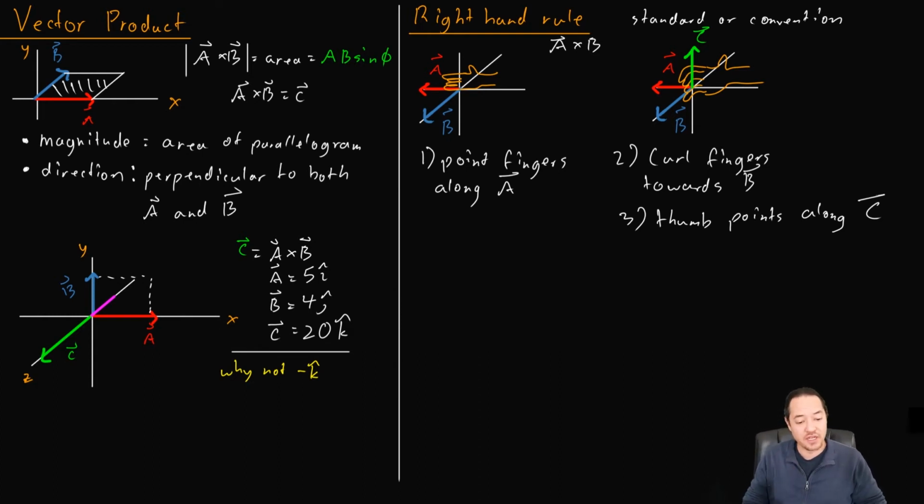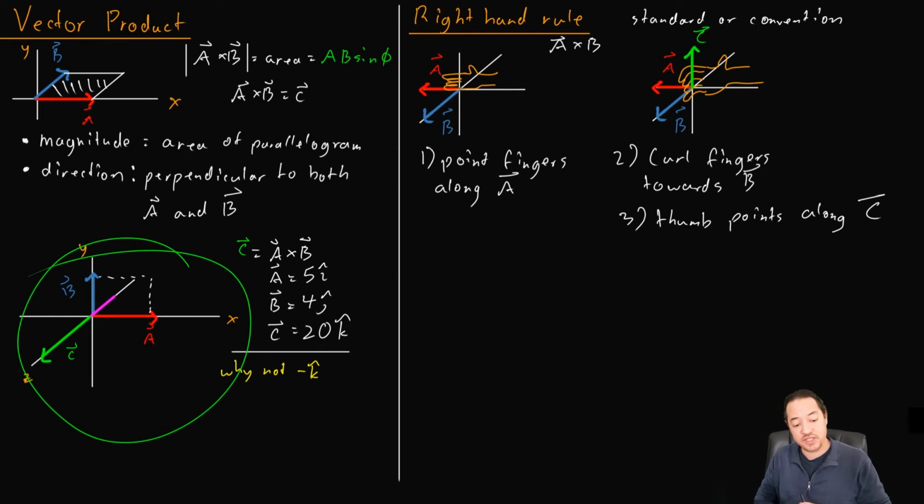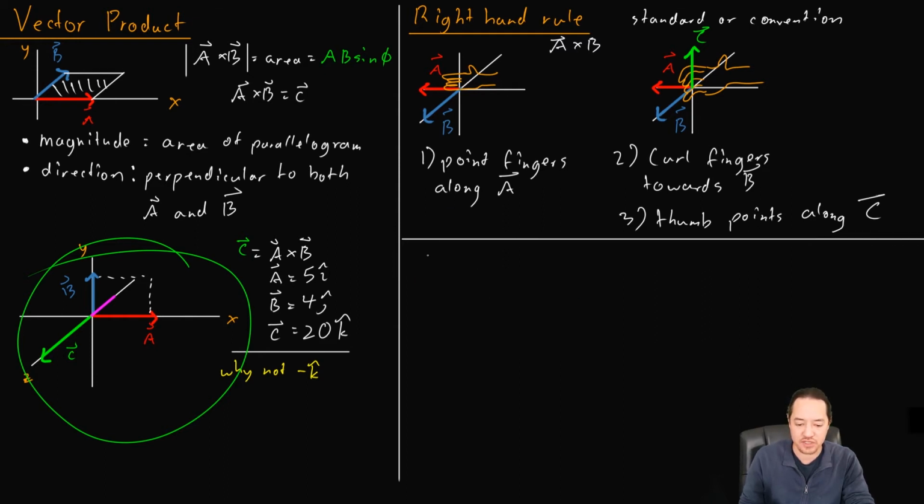And so if we go back to our example over here, we can see that we're pointing our fingers in the direction of vector A, and then we curl our fingers along the direction of vector B, and our thumb points out of the screen towards the direction of vector C, and that is going to be in the k hat direction. Okay, so this is the standard convention that we use to define the direction of the cross product. Now, I want to take a closer look at this cross product direction because there's something interesting here.